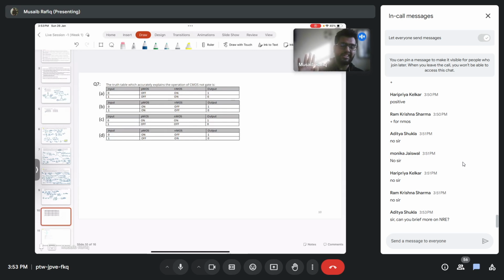This is a non-recurring engineering cost. That is the cost for developing a particular technology. I just wanted to give you a flavor of it. Don't worry about it. It's nothing to do with your coursework.